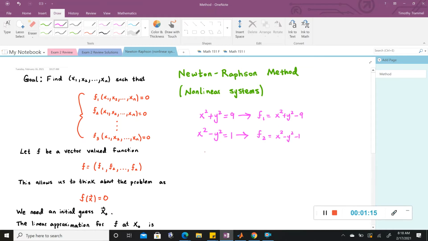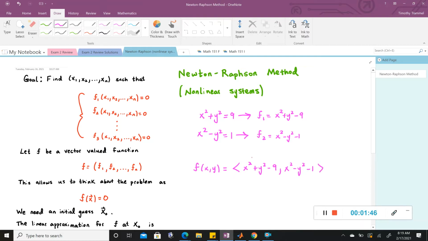And then you can see in this next line that we say we're going to turn this into a vector valued function. And what do we mean by that? We would mean here that we have some function that you input x, y, and then our outputs are determined by these two functions: x squared plus y squared minus 9 and x squared minus y squared minus 1.